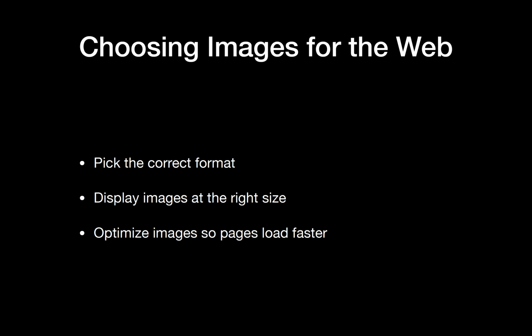You want to make sure to pick the correct format. You want to make sure to display your images at the right size, and you also want to make sure that you optimize your images so pages load faster. You do not need a 300 DPI image for the internet, okay? This is where your 72 DPI PNG comes in handy, or your JPEG. When you start uploading these super crazy large DPI images on websites, that actually slows down your load time. So you want to take load time into account when you're developing your visuals and when you're formatting your images.